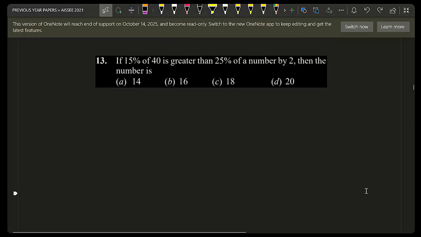15% of 40 is greater than 25% of a number by 2. Then the number is, okay. So this is of a number, but that number we don't know. We can use a variable like x. Okay, let me write.